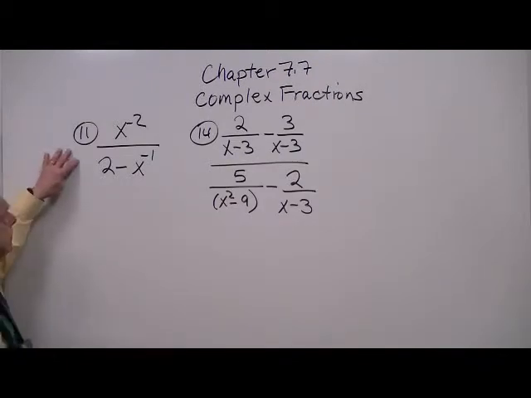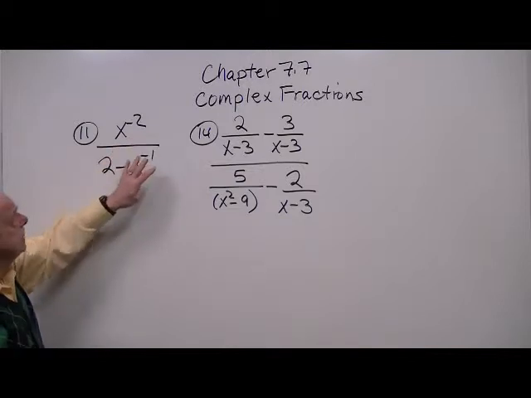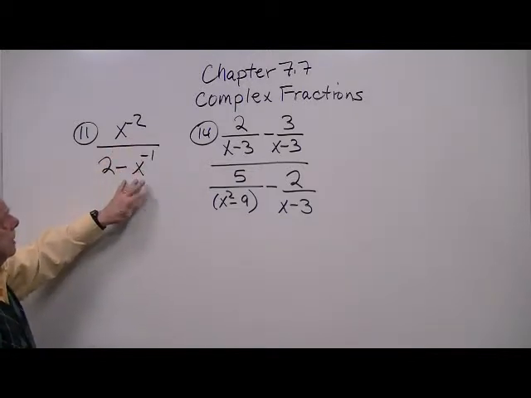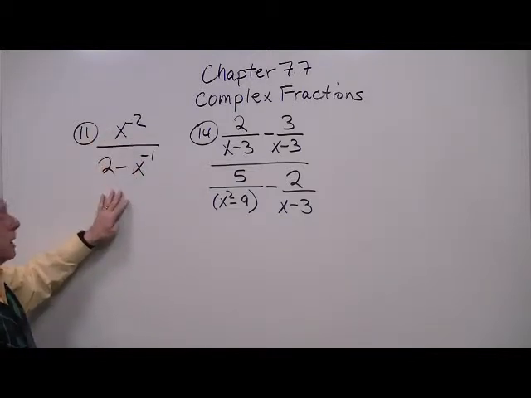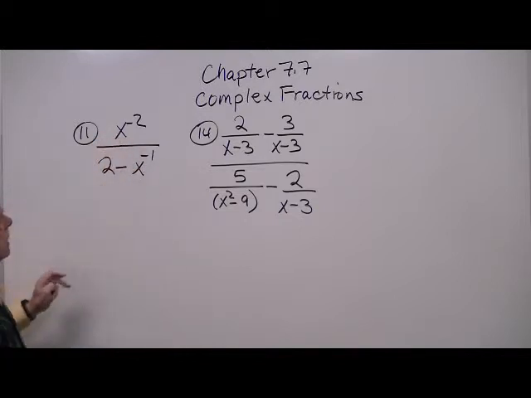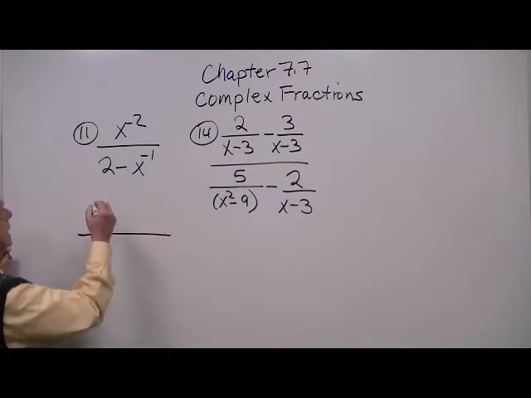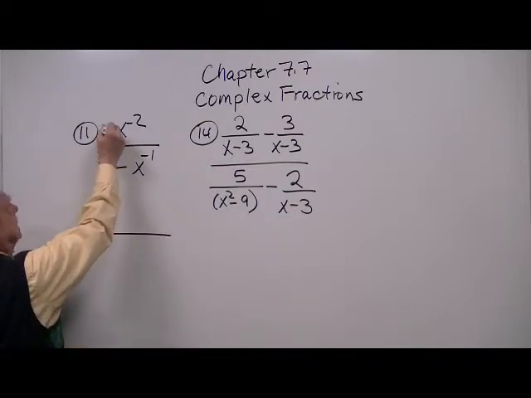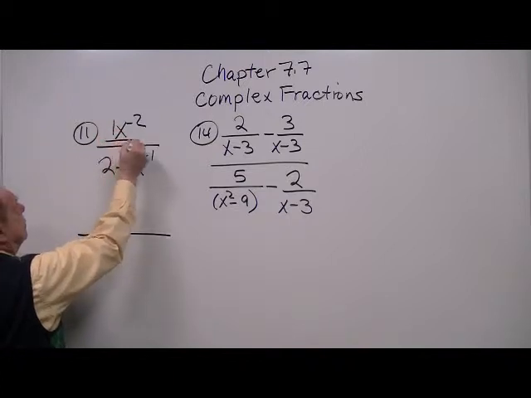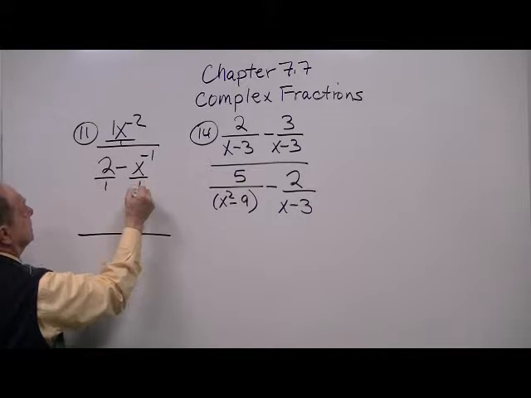Now in number 11, as we look at this, this is something a little different. We have some negative exponents. So in order to set this up as a complex fraction, we have to do some translation here. Now, in a sense, this is a 1 over 1 there, and this is over 1, and this is over 1.